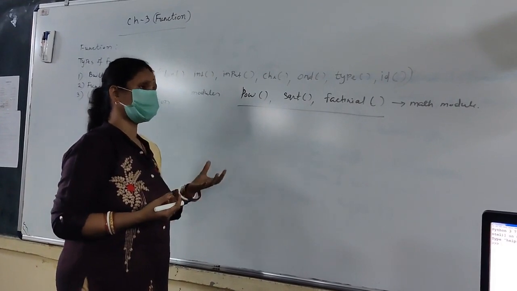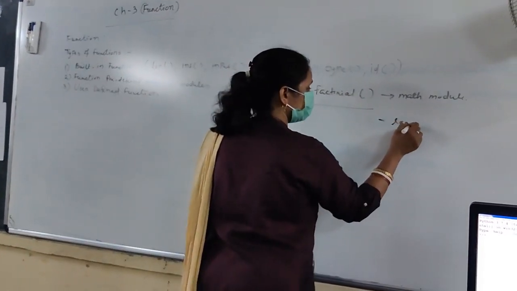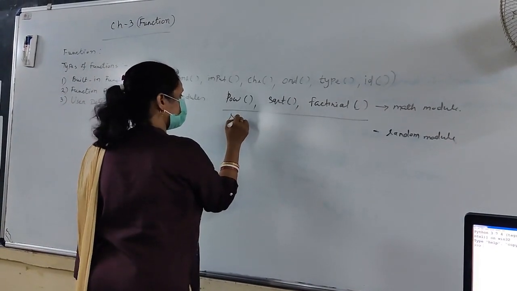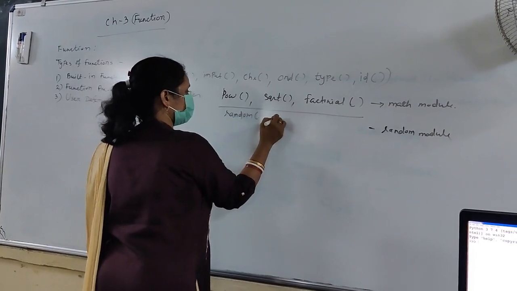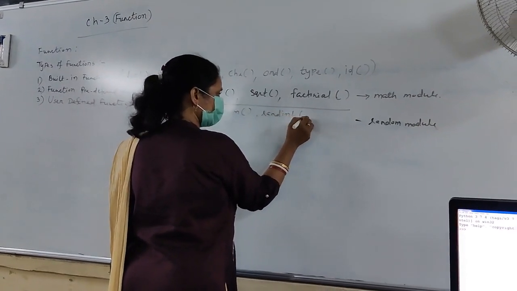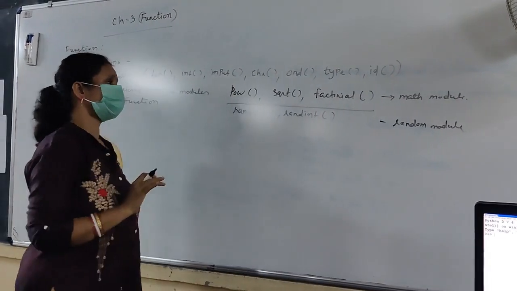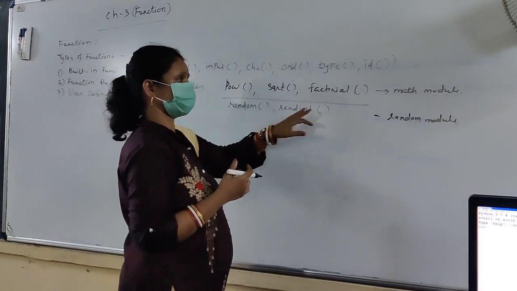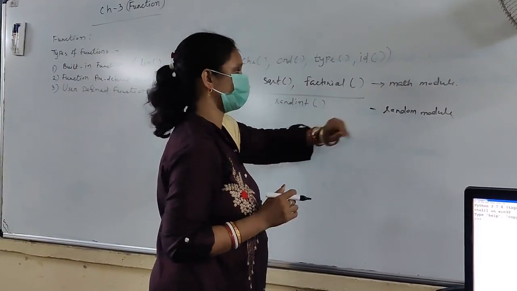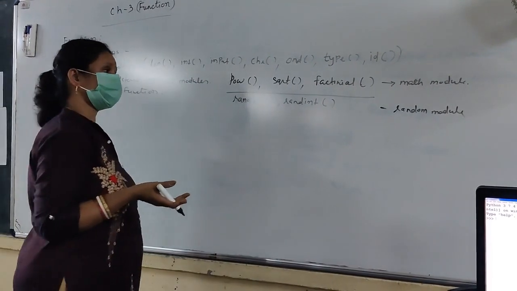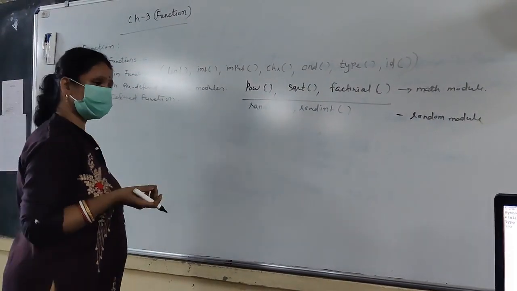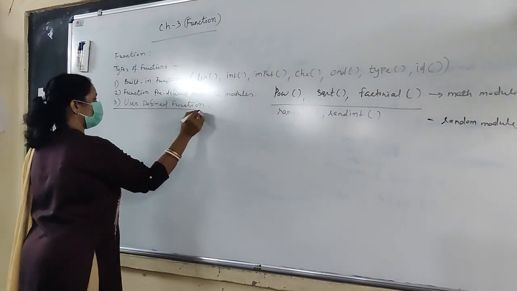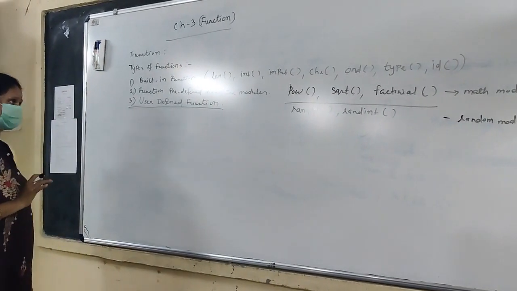There are so many modules like the random module. The random module has the random function, and many other functions are available in the random module. If we want to use the random function, at that time we have to import the random module in our program. Similarly, the statistics module has functions like mean function, median function, mode function, etc. Now we will discuss the third one, that is user-defined function.